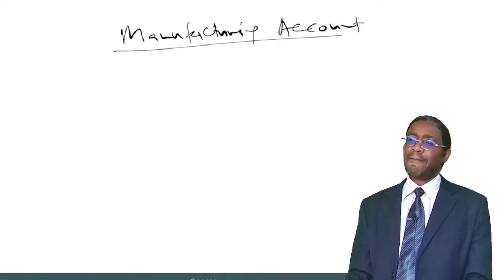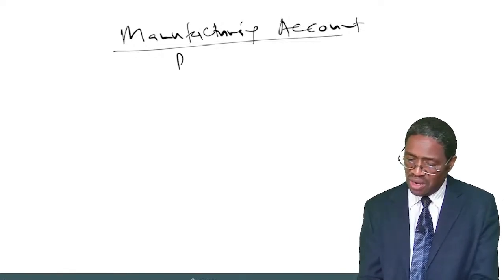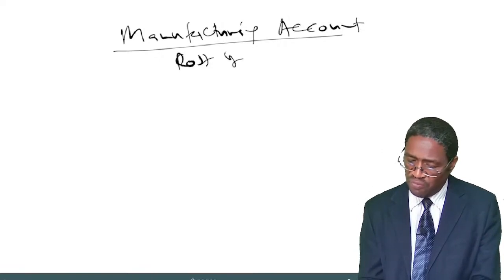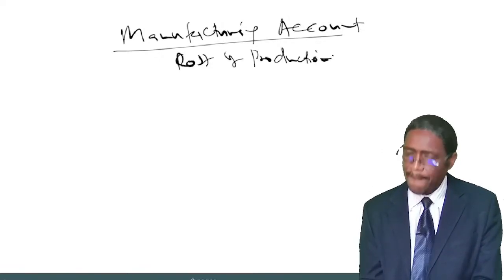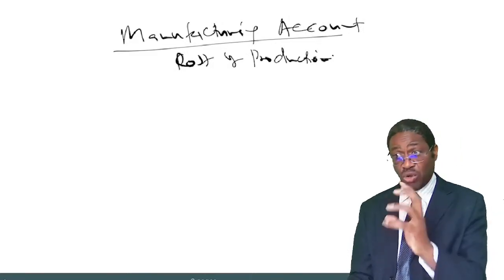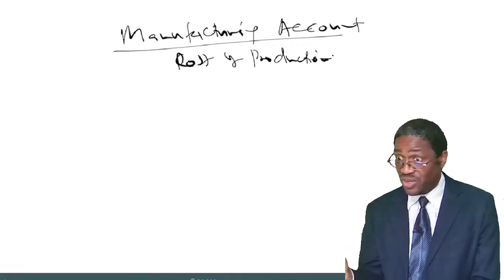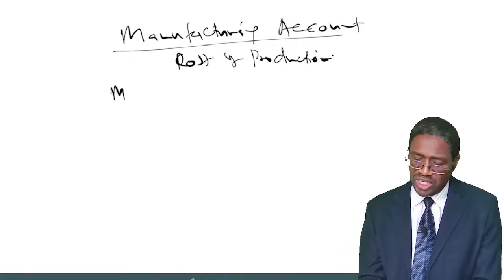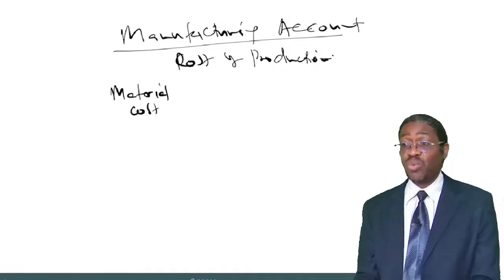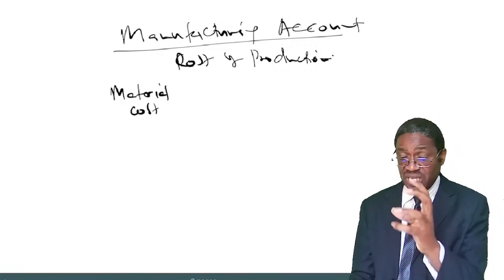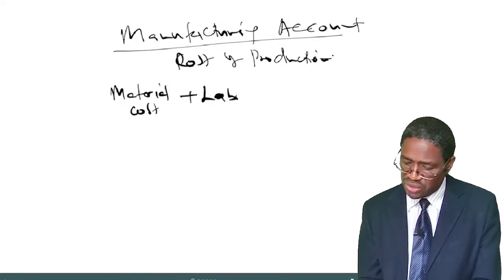Good. So we have said the purpose of the manufacturing account is to determine what we call cost of production. Now, to get the cost of production of whatever you're manufacturing, you are supposed to take what we are calling material cost. Take what it costed you for materials, add what it costed you for the labor cost.